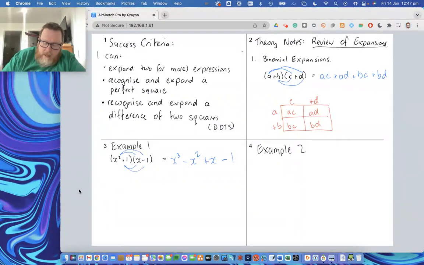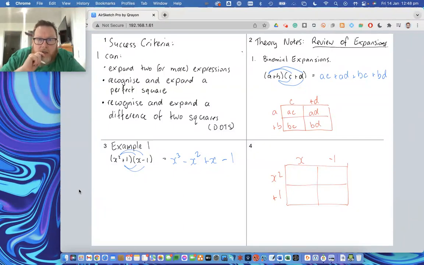Instead, in the last box down, I could do it via the box method, like so. So we've got x squared plus 1, we've got x minus 1, and now we just fill in each of the individual boxes. So x squared times x is x cubed, 1 times x is positive x, minus 1 times x squared is minus x squared, and 1 times minus 1 is minus 1.